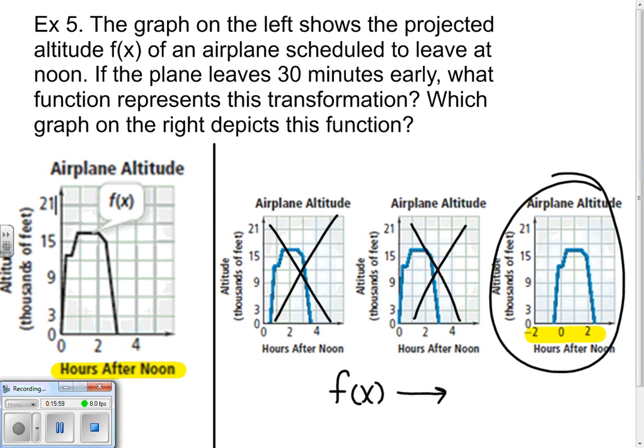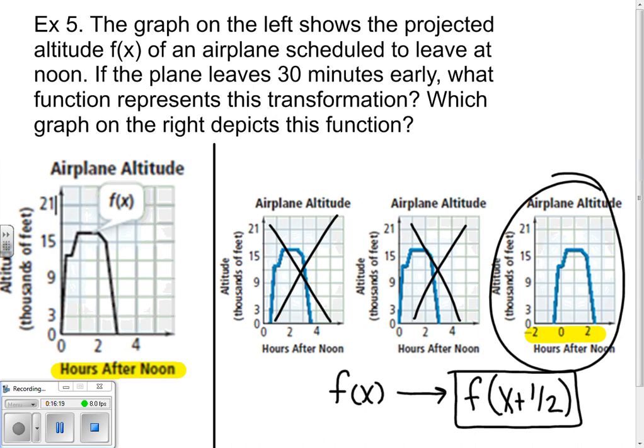So instead of noon, we want it to be 11:30. Moving things to the left adds it inside parentheses. Left is adding, and we want to add 1/2 because it's a half of an hour, and that part's tricky as well. And remember, whatever was there has to stay there, so the f will stay as part of our function. Moving it to the left adds, and we wanted to add a half an hour.